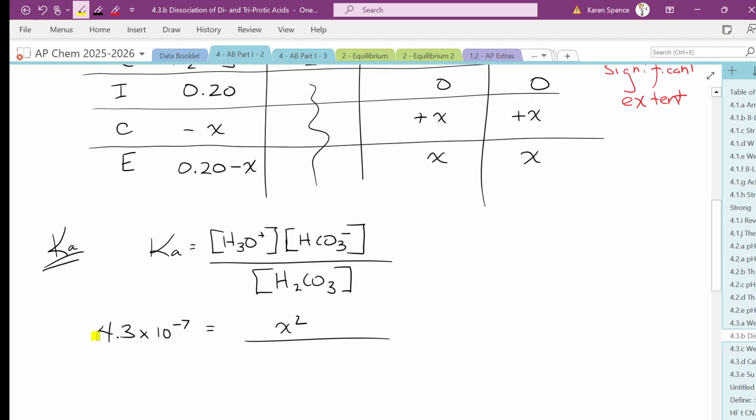Where did I get this Ka value from? That comes from the data booklet. So if they give you a Ka in the question, use that. If they don't, you're going to look at the data booklet.